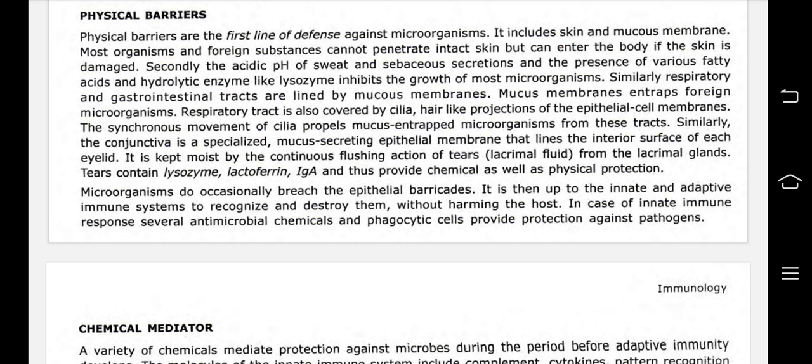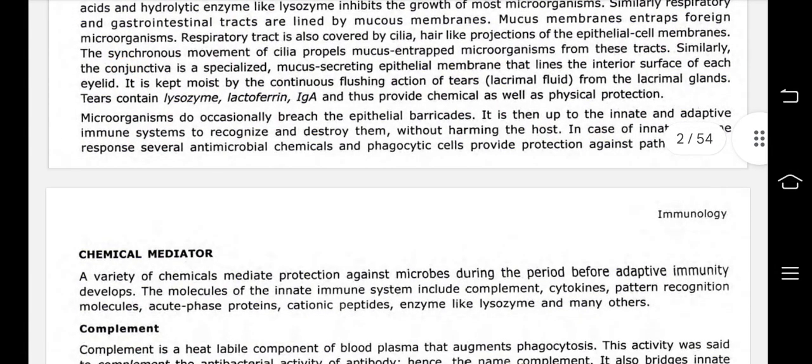Similarly, the conjunctiva is a specialized mucus-secreting epithelial membrane that lines the interior surface of each eyelid. It is kept moist by the continuous flushing action of tears, lacrimal fluid, from the lacrimal glands. Tears contain lysozyme, lactoferrin, and IgA, and thus provide chemical as well as physical protection. Microorganisms do occasionally reach the epithelial barricades. It is then up to the innate and adaptive immune systems to recognize and destroy them without harming the host.